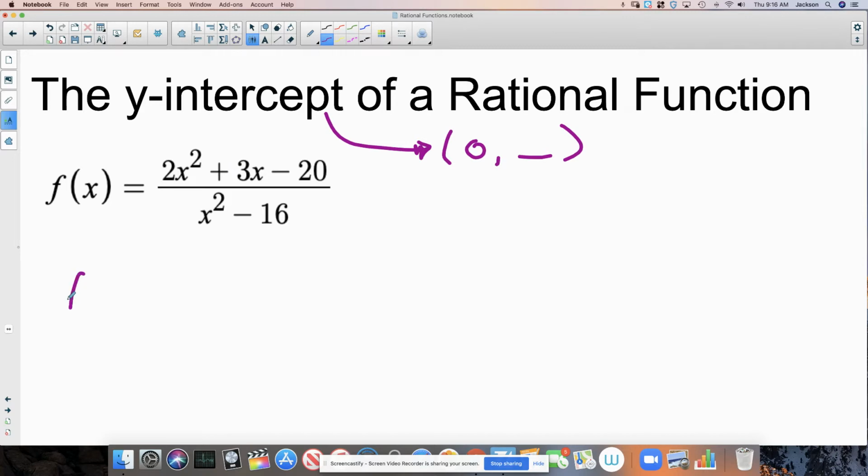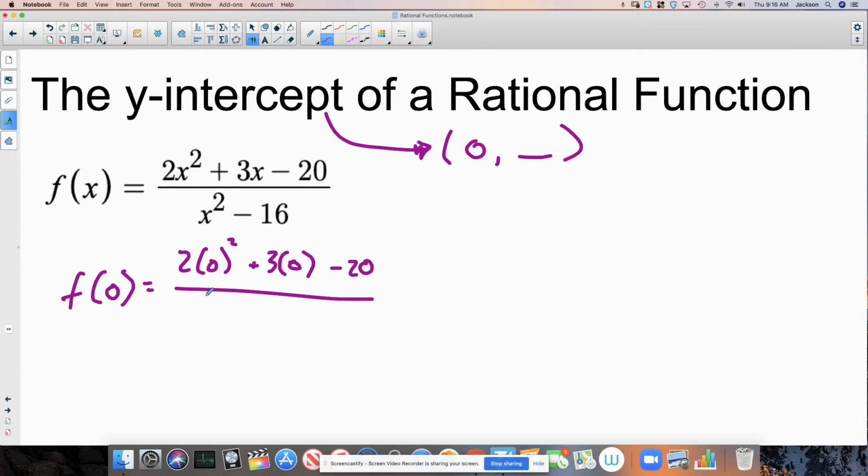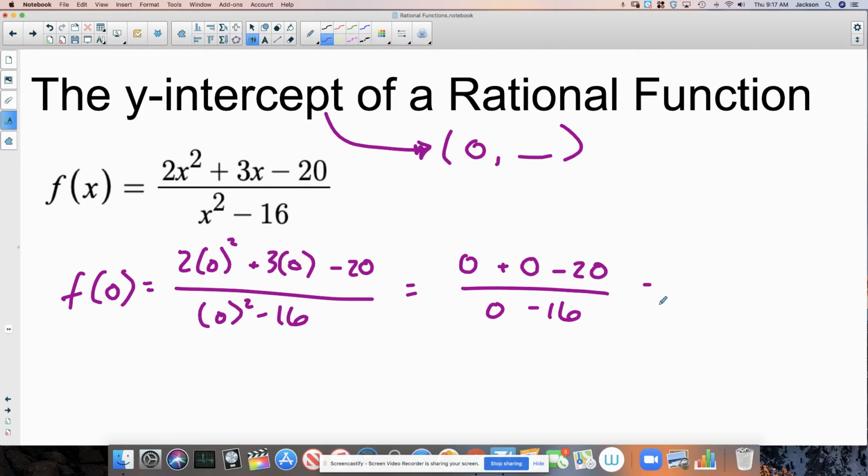Now, there's always the option where we can take 0 and we can plug it into the function. Okay, so even if we go through this process once, just as an example, we might as well. Okay, so we're plugging in 0 everywhere we see an x. Now what happens here? We end up with 0 plus 0 minus 20 over 0 minus 16. So we get an overall value here of negative 20 over negative 16.